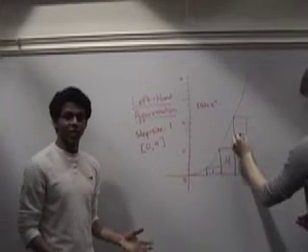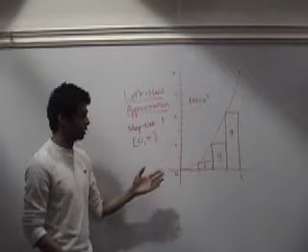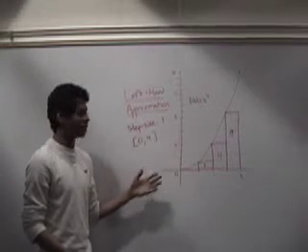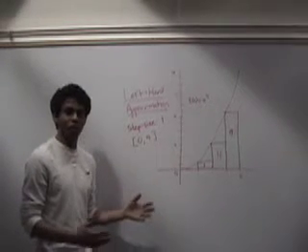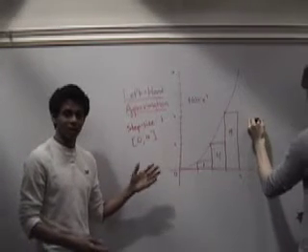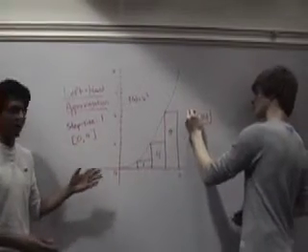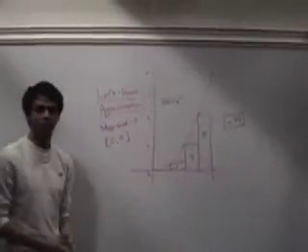And since the base of all these rectangles is 1, we know that the areas are successively 0, 1, 4, and 9. We can add them up to get 14, and therefore we know that the left-hand approximation of f of x equals x squared gives us an approximation of 14 on the interval 0 through 4.